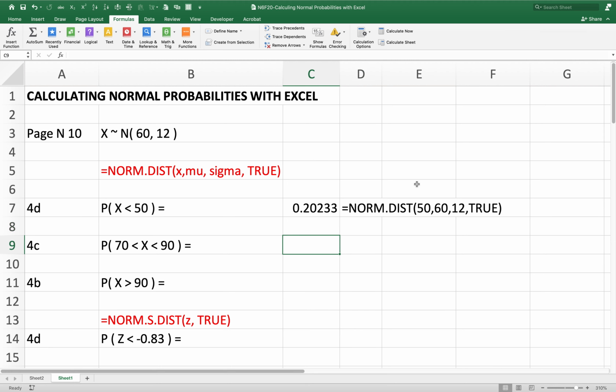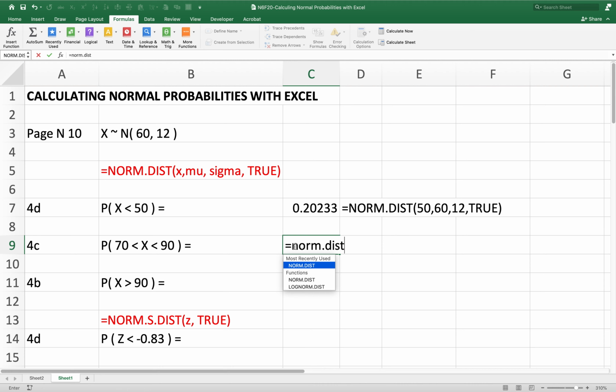All right, let me show you the next one here. This is the probability that x is between 70 and 90, and all we need to do in this case is to use two NORM.DIST functions in the same formula. Now, I can go up here to formulas, more functions, choose NORM.DIST, but once you've used it a couple of times, you can just simply start typing it in. So notice what cell I'm in. I want the answer to go right in here.